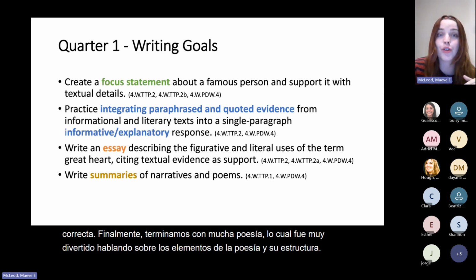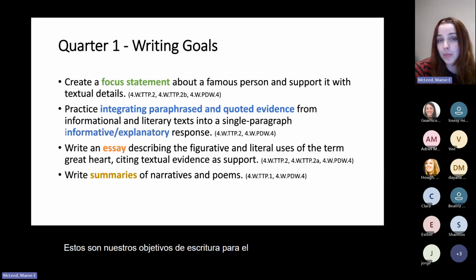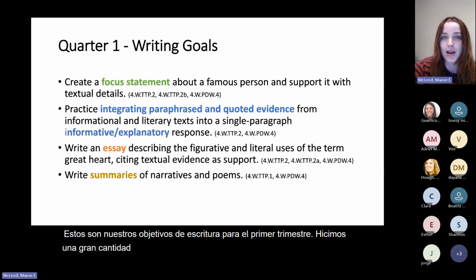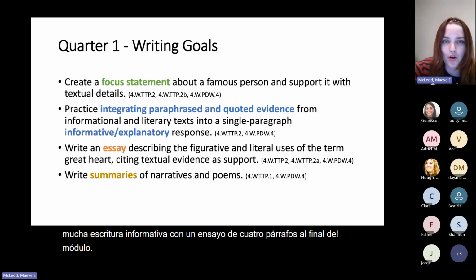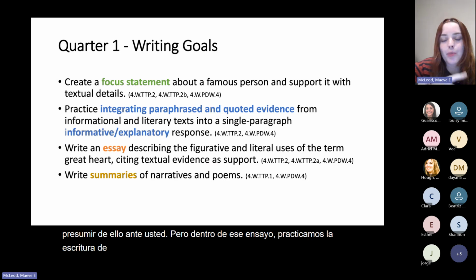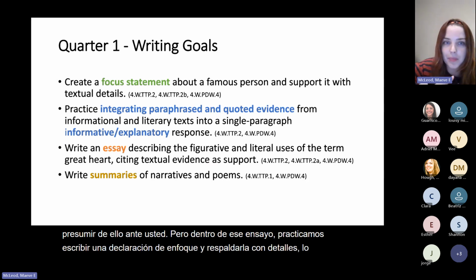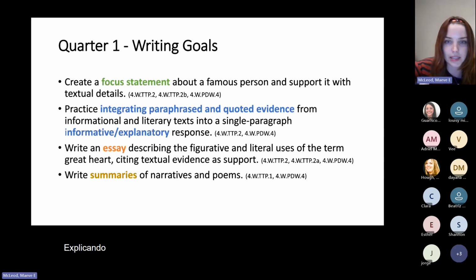Here are our writing goals for quarter 1. We did a lot of informative writing with a 4-paragraph essay at the end of the module. Hopefully, your student was able to bring home one of their essays and brag about it to you. But within that essay, we practice writing a focus statement and supporting it with details. So that means adding in evidence from the text and then explaining how that evidence supports the focus statement.